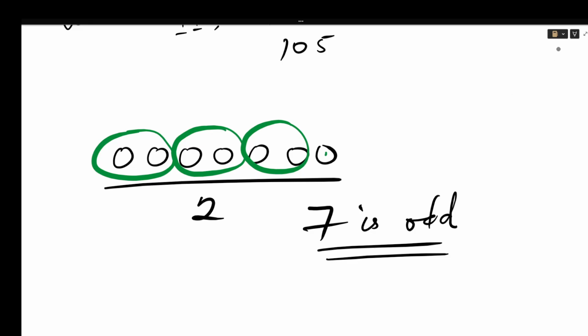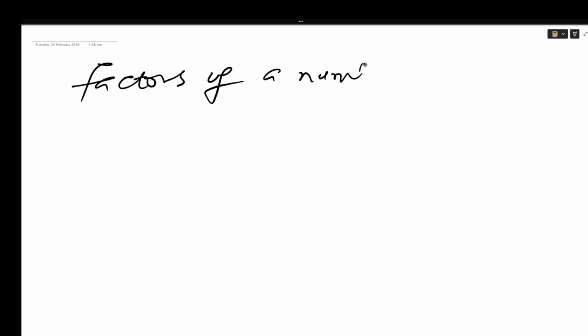Next, I want to talk about the factors of a number. I would want to touch on this and explain 2 more definitions, then we can draw the conclusion.